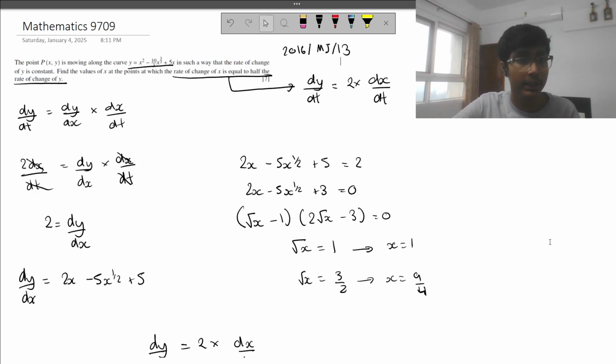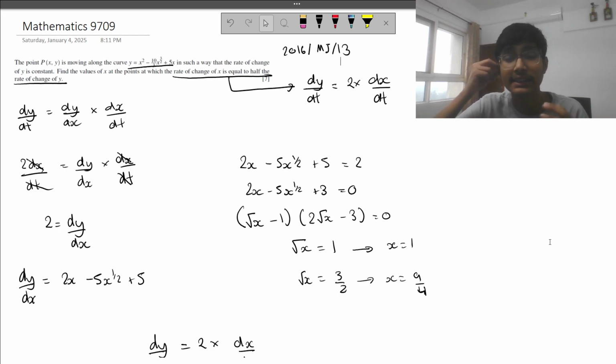So the point P is on the curve y equals x squared minus 10 over 3 x to the 3 over 2 plus 5x in a way that the rate of change of y is constant. So dy over dt is constant. And now we need to find all the values of x so that the rate of change of x is equal to half the rate of change of y. Well, what does this confusing statement really mean?